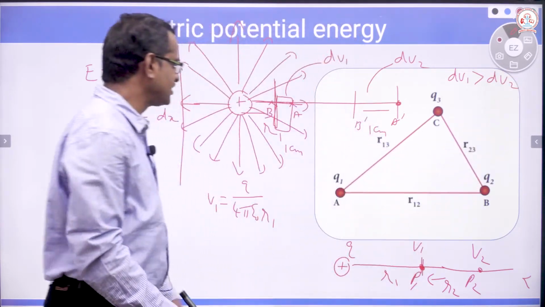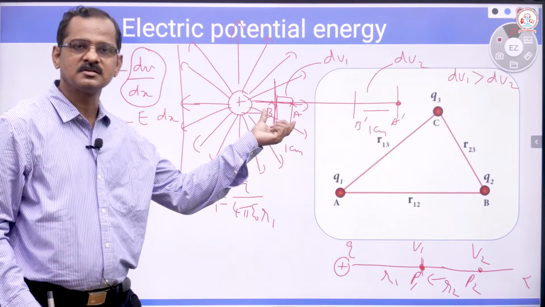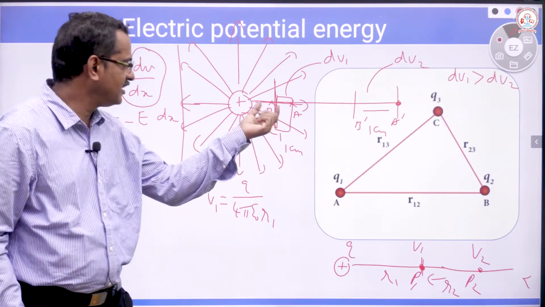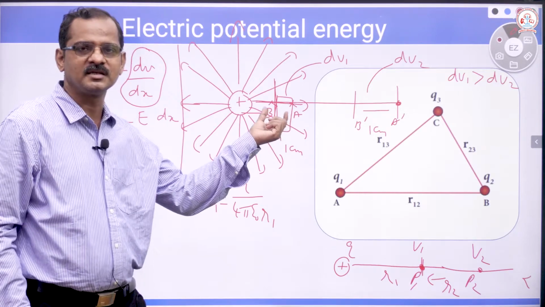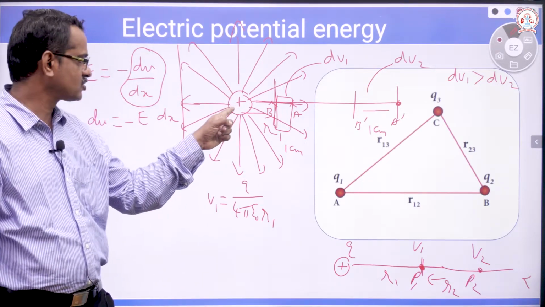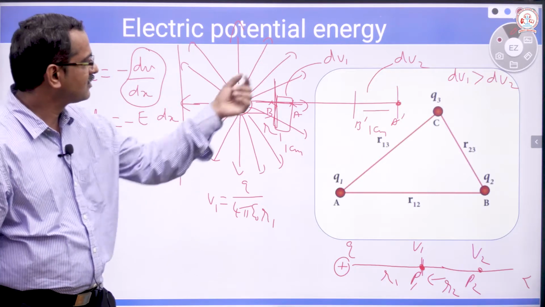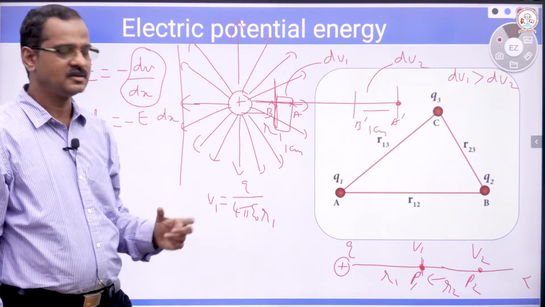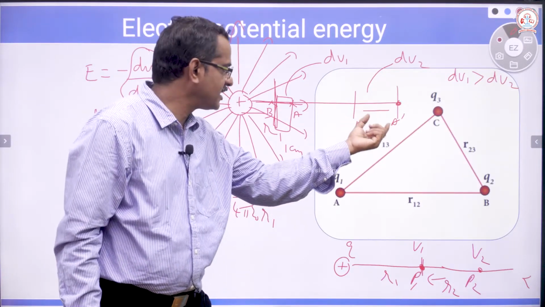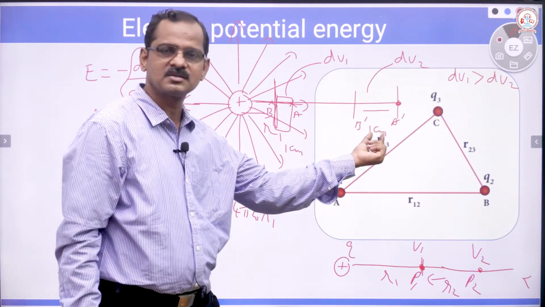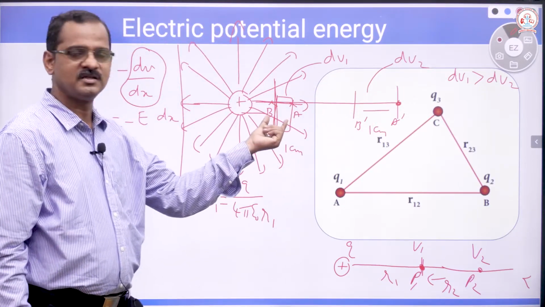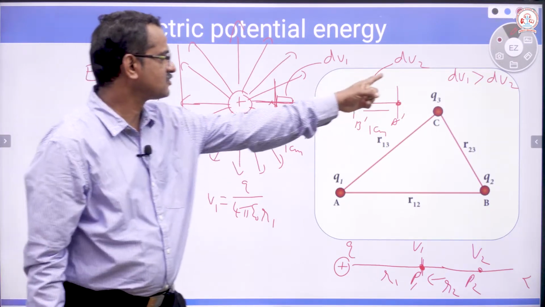The potential difference between these 2 points, where the distance is 1 centimeter and which is closer to the charge, will be greater when compared with the potential difference between these 2 points A dash, B dash, which are at the same distance of 1 centimeter but away from the charge. That's what we are coming to say.